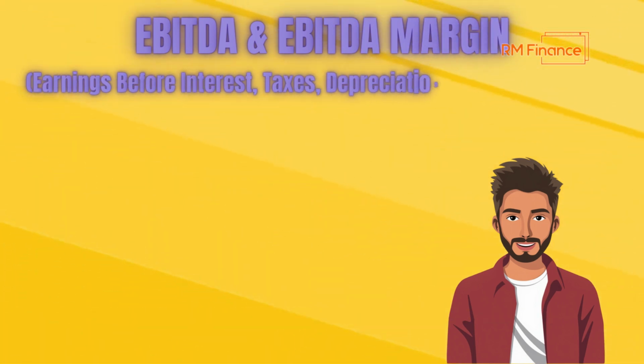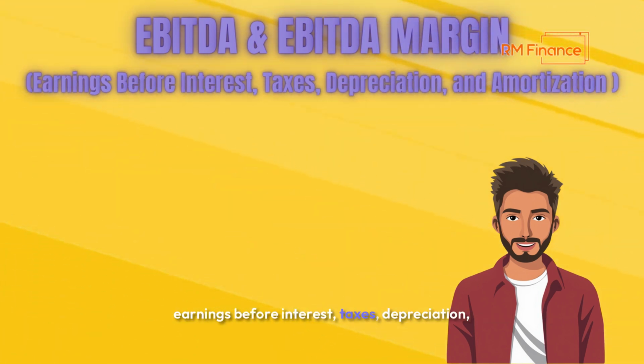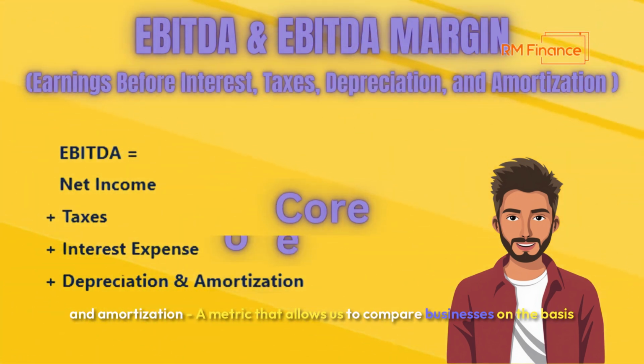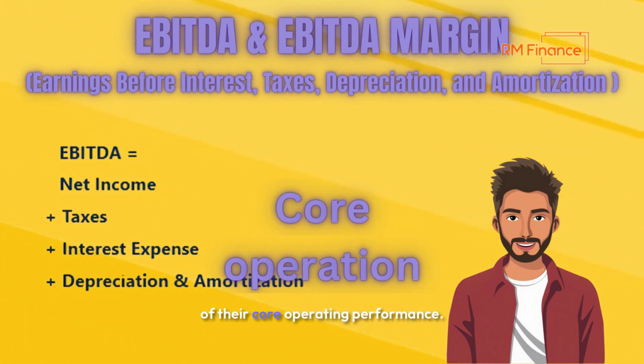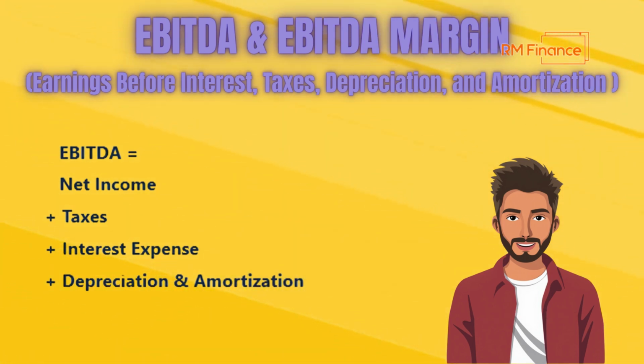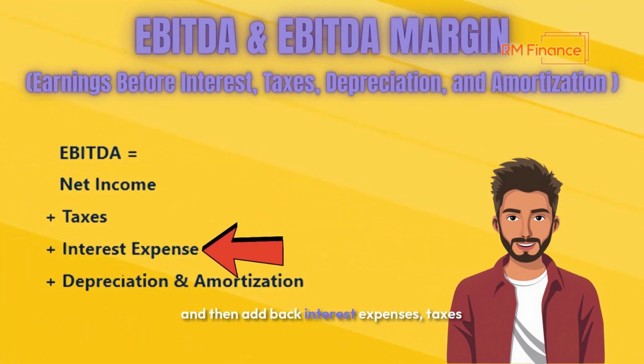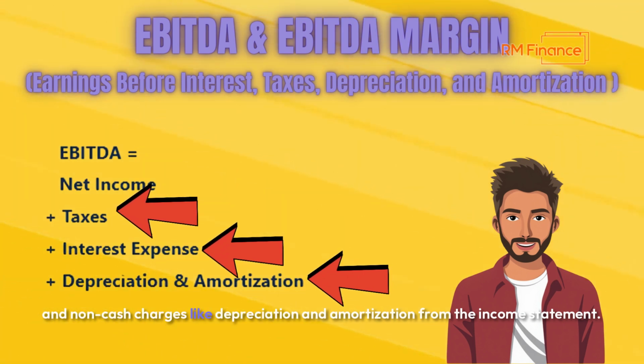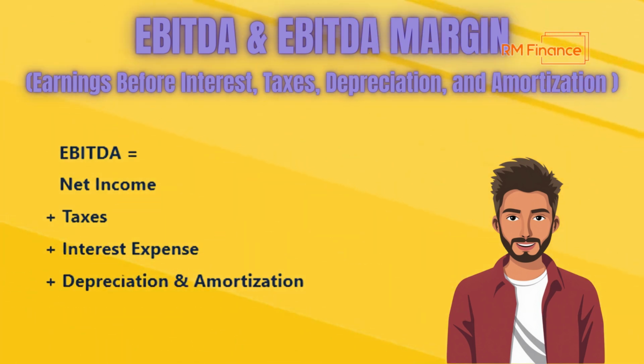In other words, earnings before interest, taxes, depreciation, and amortization, a metric that allows us to compare businesses on the basis of their core operating performance. To calculate EBITDA, we start with the net profit and then add back interest expenses, taxes, and non-cash charges like depreciation and amortization from the income statement.